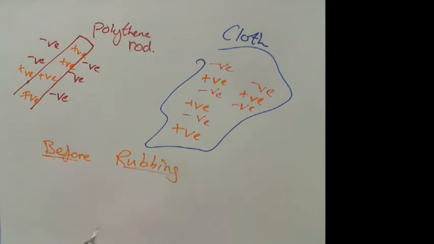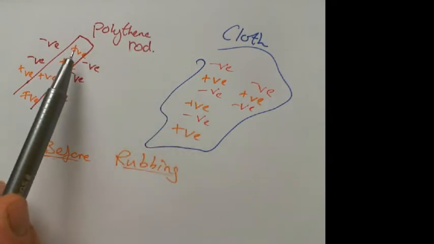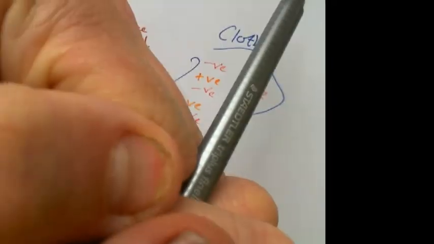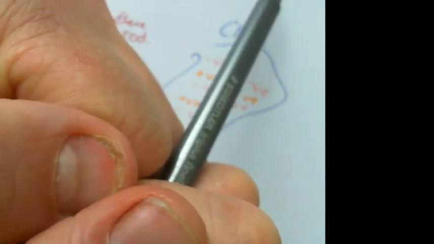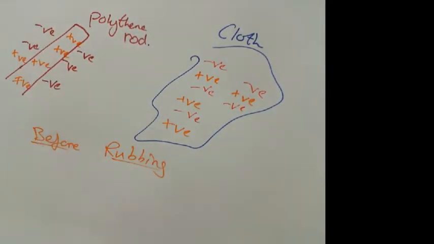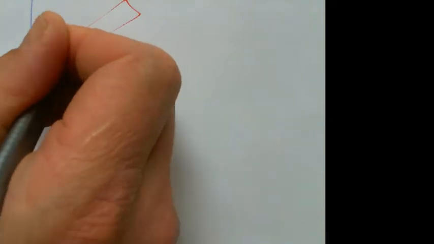Now, after rubbing, what's going to happen is some of these electrons are going to go onto this polythene rod. The protons are going to stay where they are. They're trapped inside the atom. They can't move, okay? So we're only talking about the electrons moving. So some of these electrons are going to get rubbed off this one and onto this one. So after rubbing, we're still going to have a polythene rod, still going to have 5 positives. That's not changed.